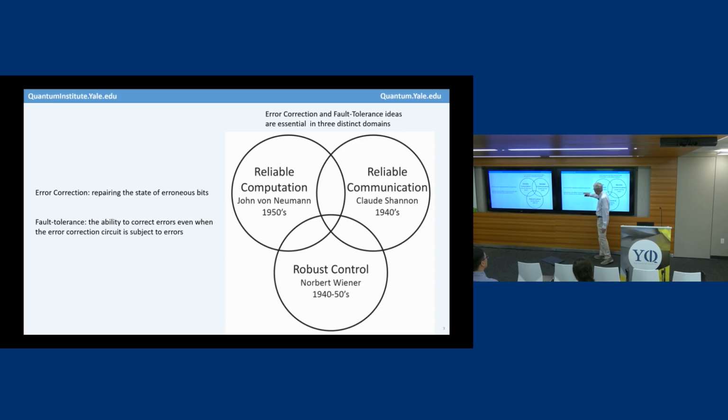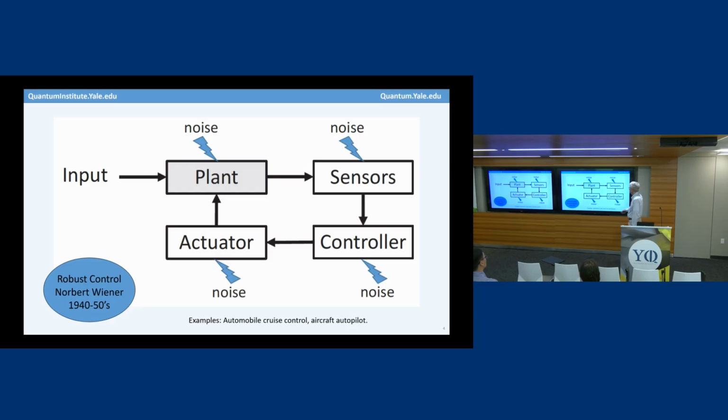And then there's this deeper concept of fault tolerance, which is the ability to correct those errors even when the error correction system, which is also a physical system made of transistors or tubes or mechanical parts, is itself making errors. So how do you correct errors when your error correction system also makes errors? If you can do that, that's fault tolerance. Okay. So let's just go through those three examples.